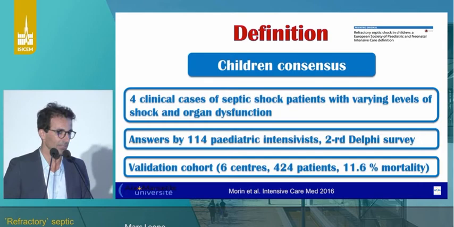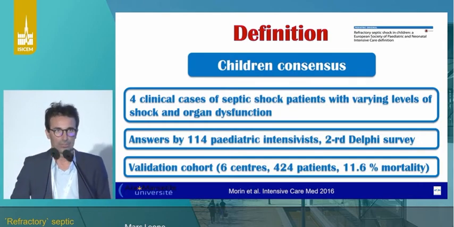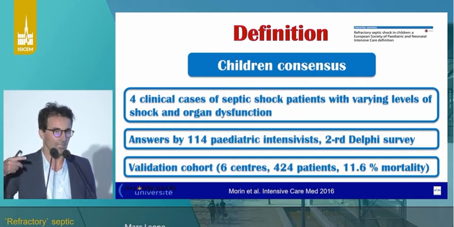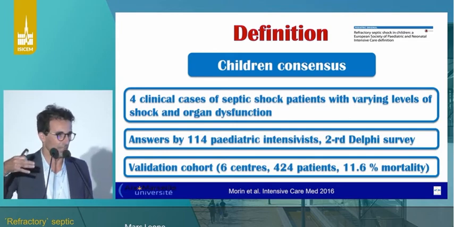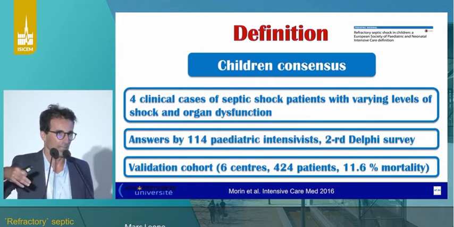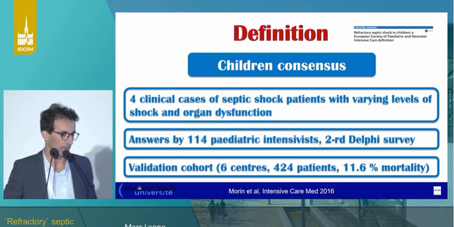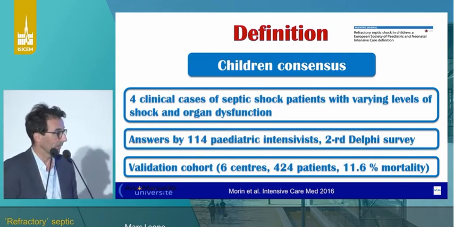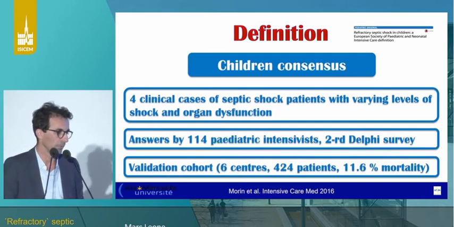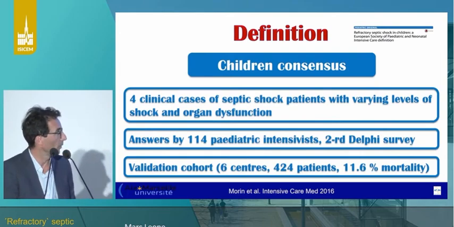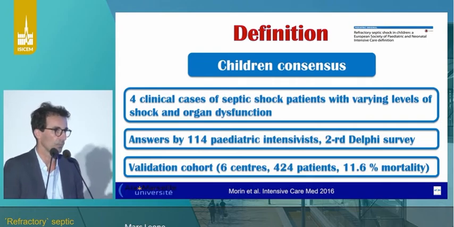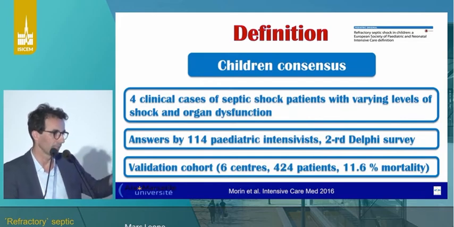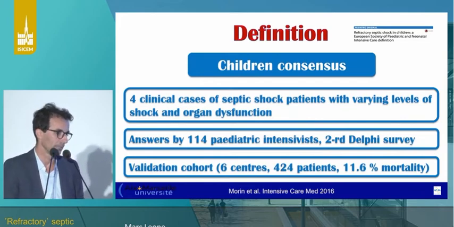They obtained responses from 14 pediatric intensivists, and they used a two-round Delphi survey. You all know what a Delphi survey is: each participant can vote, and you reach an agreement afterwards. After that, they produced a validation cohort with 6 centers and 24 patients. In this cohort, the mortality rate was around 11%. You all know that the mortality rate in children is lower than in adults.